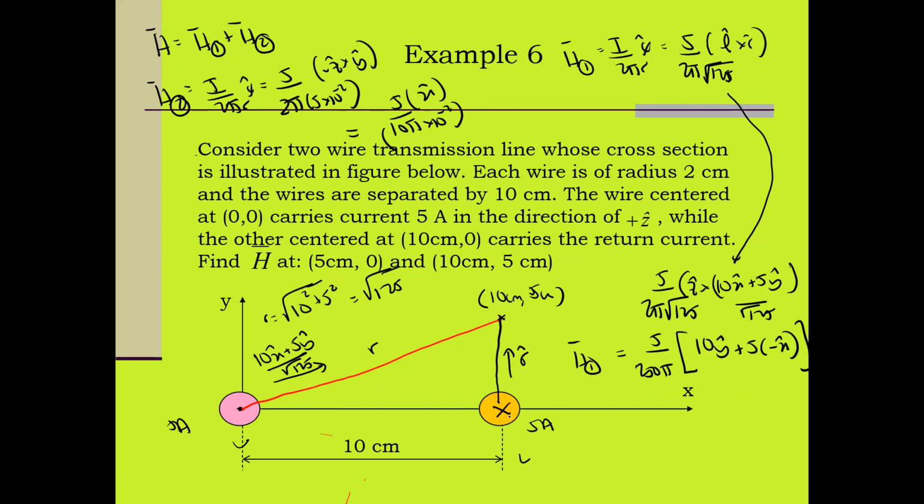So to find the total H field at 10 centimeter, 5 centimeter, we just need to add H1, which has been obtained earlier, with the H2 that we have recently obtained. That should be your H field vector at the point of 10 centimeter, 5 centimeter.